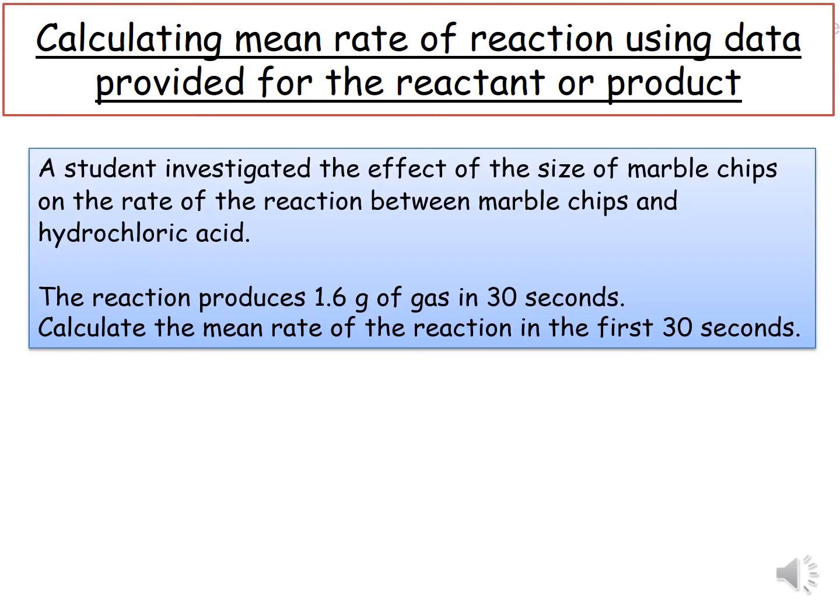Right, here's the exam question. A student investigated the effect of the size of marble chips on the rate of the reaction between marble chips and hydrochloric acid. The reaction produces 1.6 grams of gas in 30 seconds. Calculate the mean rate of the reaction in the first 30 seconds. Think about which of your two equations you would use to calculate the mean rate of reaction in this question.